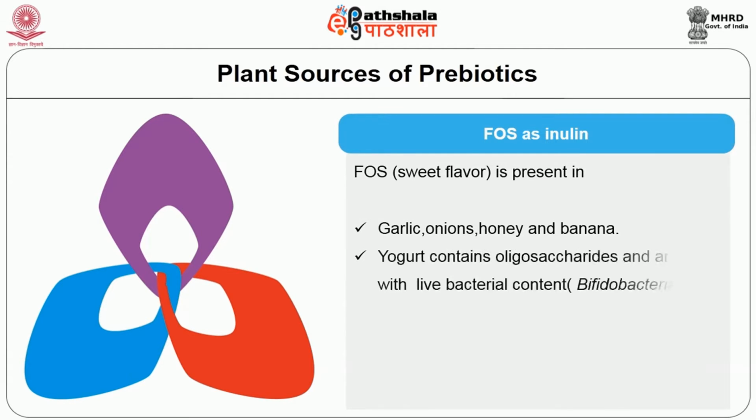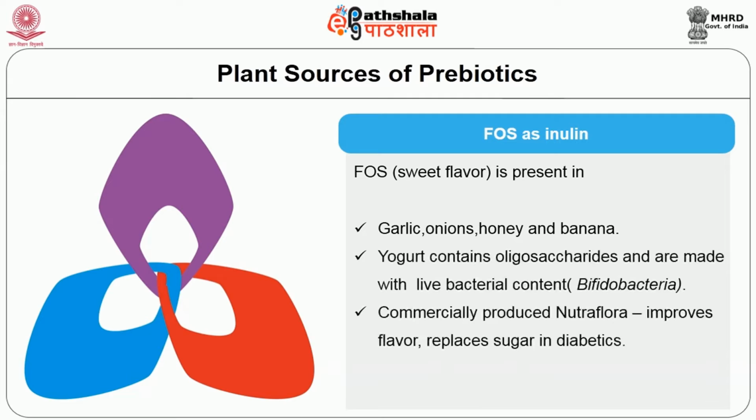FOS as inulin. FOS that is present in garlic, onions, honey and banana. Yogurt contains oligosaccharides and is made with live bacterial content. Commercially produced Nutraflora improves the flavor and replaces the sugar in diabetics.